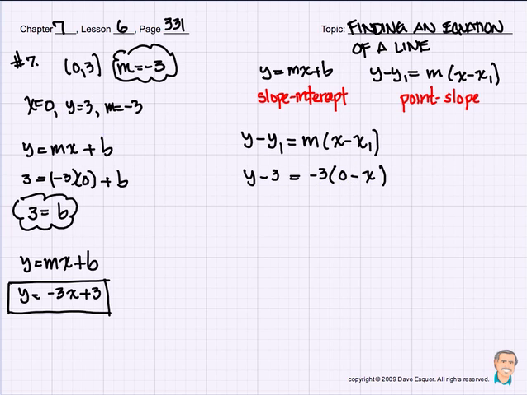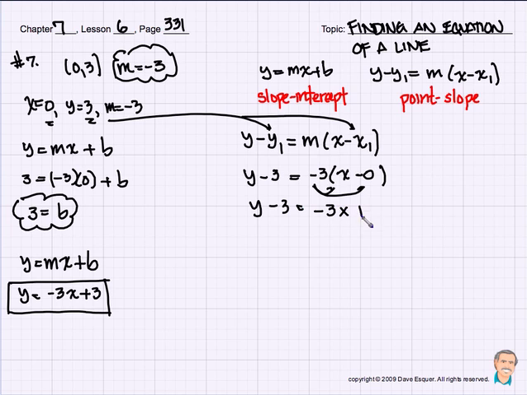I'm sorry, I did it backwards. Let's fix that. So we have x minus 0. We're plugging in wherever we have the y. We're going to stick that wherever we have the x. We're going to stick that in place of the y1 and the x1. So this looks like y minus 3. Then if we're going to distribute, is equal to minus 3x plus 0.